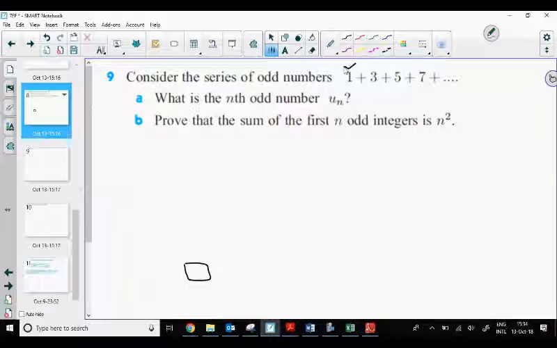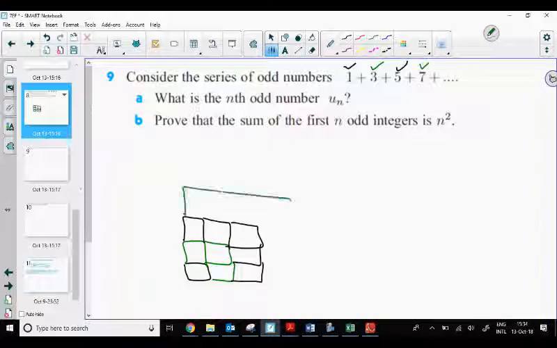Now I'm going to add 3 more squares. And I'm going to do it in this way, so that my total area now is 4. And now I'm going to add 5 more squares, but I'm going to add them in this way. And that gives me a grand total of 9. And then when I add 7 more, now I'm going to have a square that has an area of 16, and so on and so on.